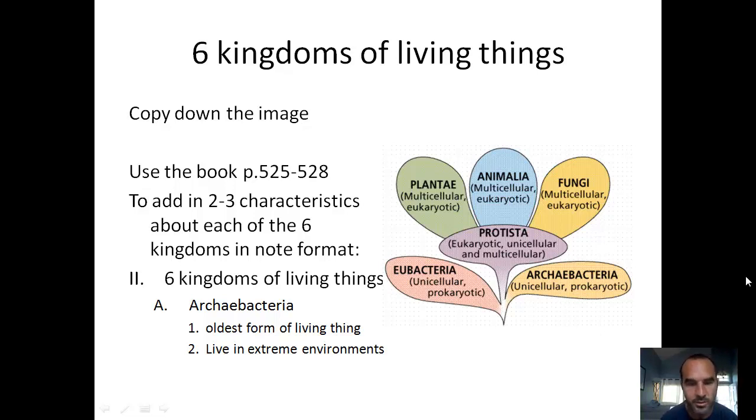So if I talk about protists, you'll go, okay, yeah, those are the eukaryotic things that are single and multicellular, that have a nucleus, just a couple characteristics of each one. So go ahead and write that down.